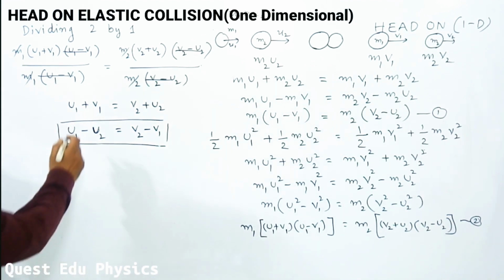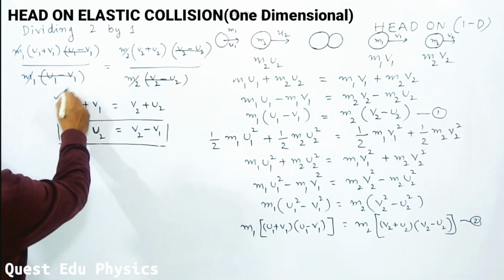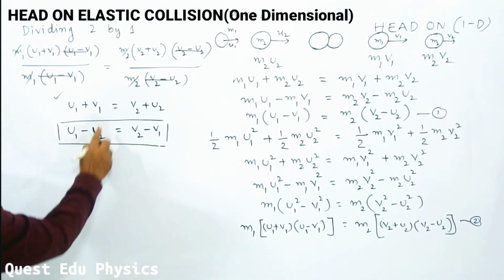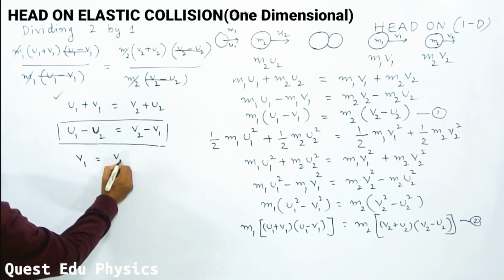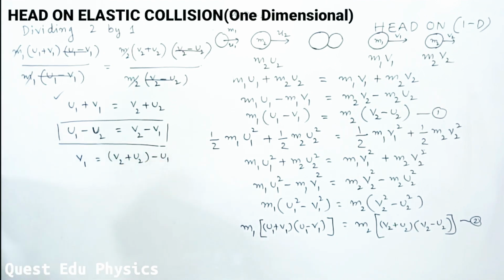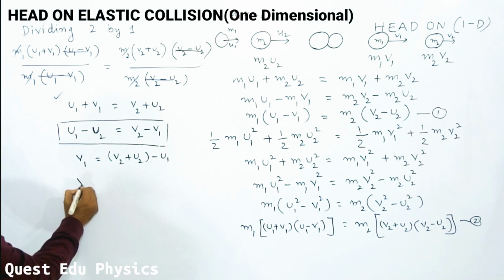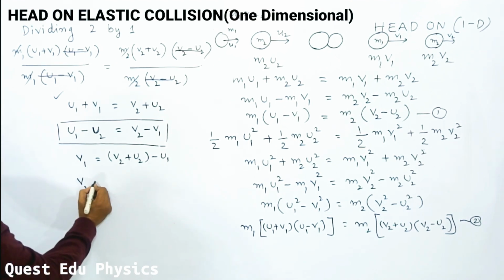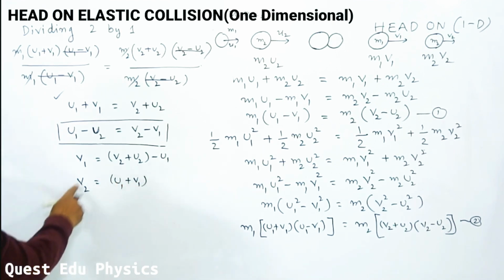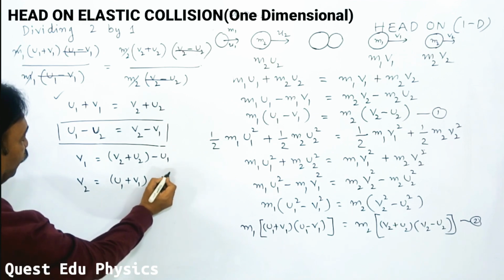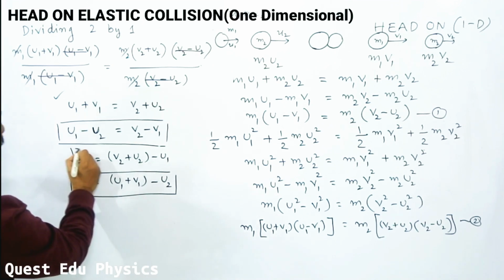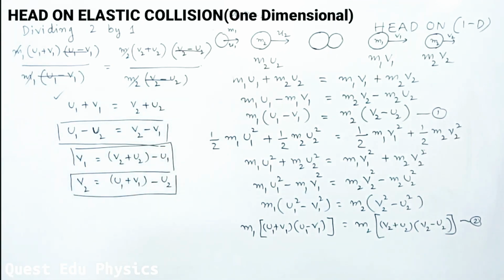And if you watch it carefully, we have the equation here. It is the major equation that we have to write. From this equation we can write final velocity v1 is equal to v2 plus u2 minus u1. Similarly, you can write v2 is equal to u1 plus v1 minus u2. These two equations are very important in head-on elastic collision, students.